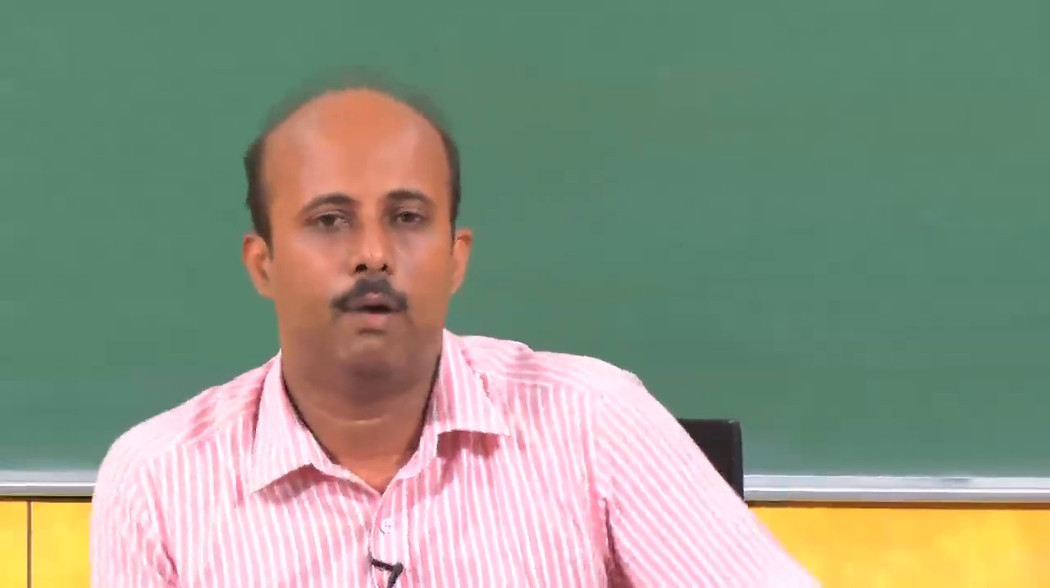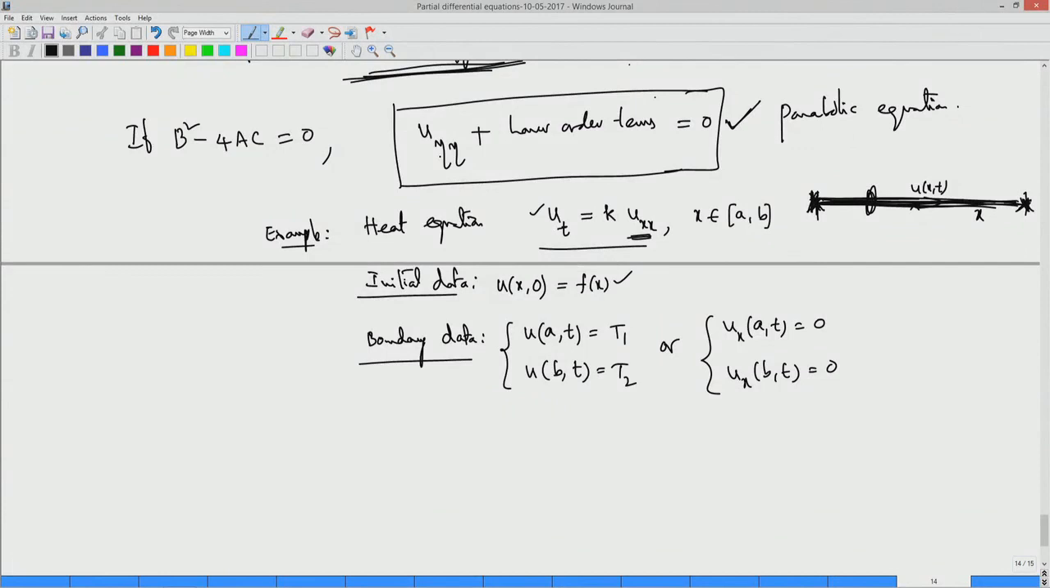again you can use the transformation, alpha as the sum of xi and eta divided by 2, and beta is xi minus eta divided by 2i. If you take that, you see that it will become u alpha alpha plus u beta beta equal to 0, that is Laplace equation type, plus lower order terms equal to 0. That is an elliptic equation like the Laplace equation.